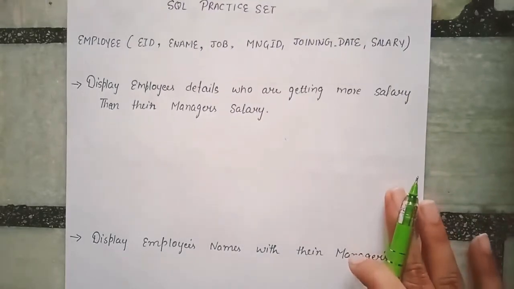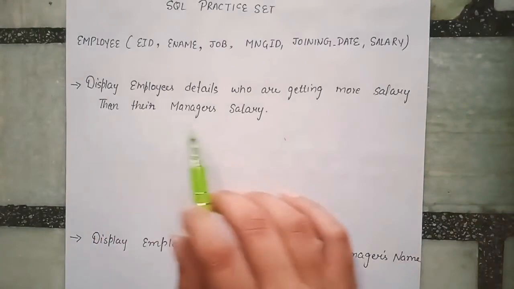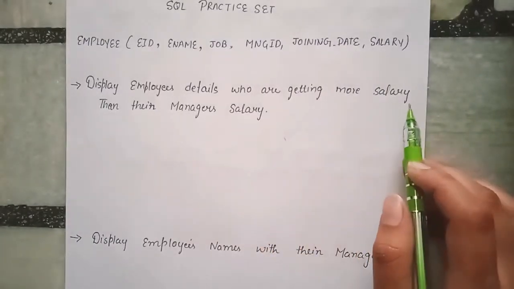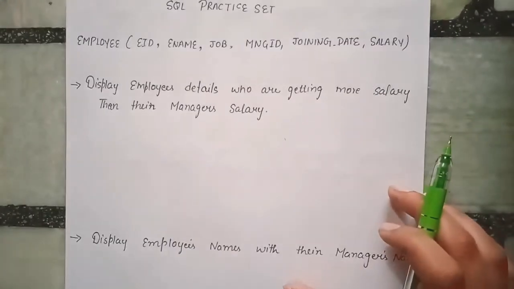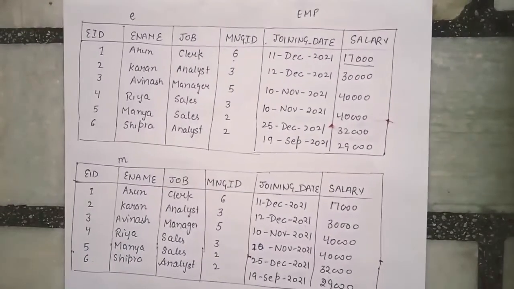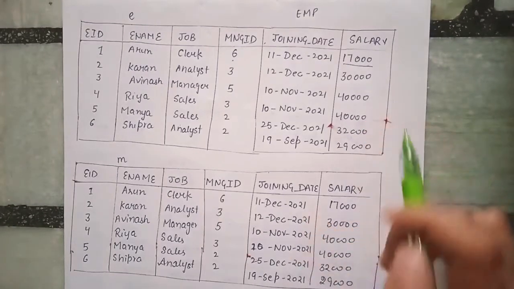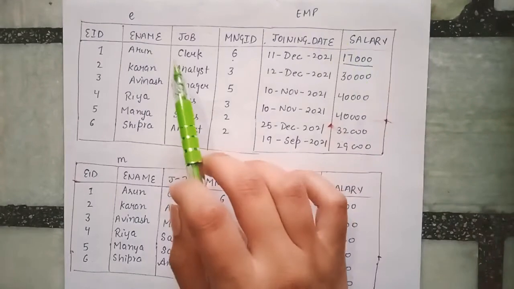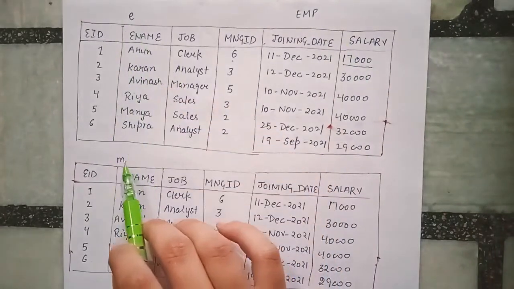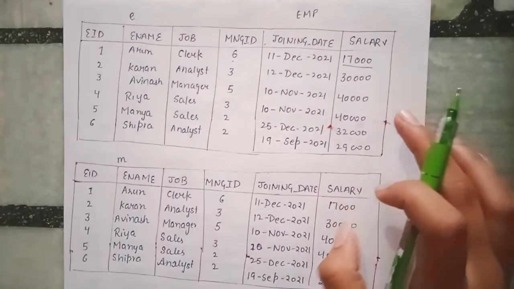Now let's see our first query. What does the first query say? Display the details of employees who are getting more salary than their manager's salary. Let's see how we do this. This table is showing information about two things, that is employee and manager. So we will make two objects of the same table. I have made two objects of the same employee table: this is an object E and this is an object M. We will use these two objects in order to find the solution of the query.